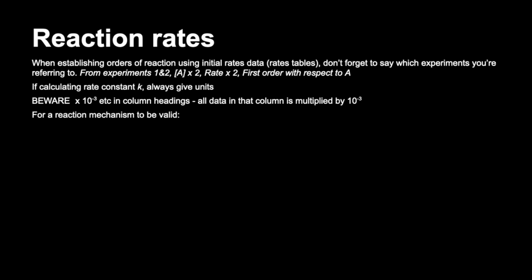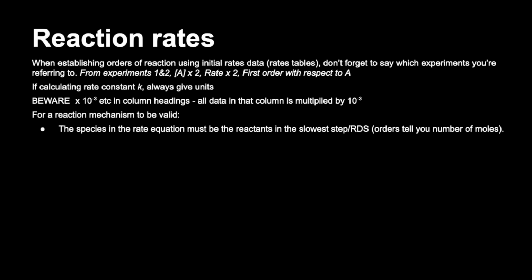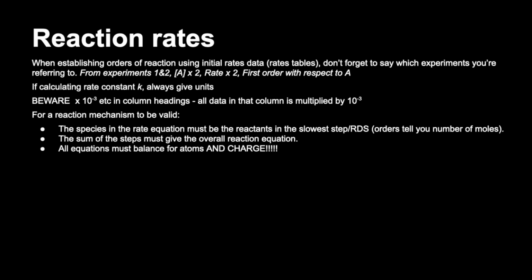Moving on to reaction mechanism. For a reaction mechanism to be valid, the species in the rate equation must be the reactants in the slowest step, or the rate determining step, RDS for short. The order tells you how many moles you need in the equation. And then the other thing you've got to do is the sum of the steps must give the overall reaction equation. So when you are adding the steps together, it must cancel down to the overall reaction equation. And just make sure that all of your equations balance for atoms and charge. So the charge needs to be the same on each side of the equation arrow.